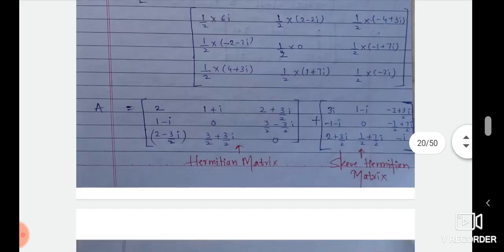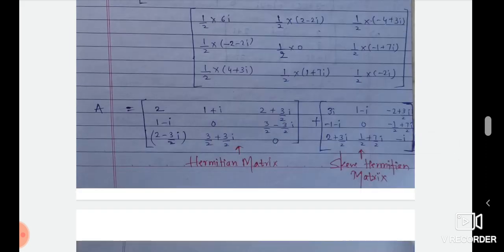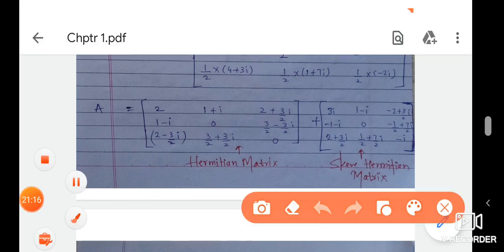Now the next thing we are observing here is, here it is 1 plus i, here you are having 1 minus i, that is a conjugate. Here you are having 2 plus 3 by 2 i, here you are having 2 minus 3 by 2 i, again a conjugate. 3 by 2 minus 3 by 2 i, 3 by 2 plus 3 by 2 i, again a conjugate. So that means this matrix is a Hermitian matrix, where Aij is the same as the conjugate of Aji.